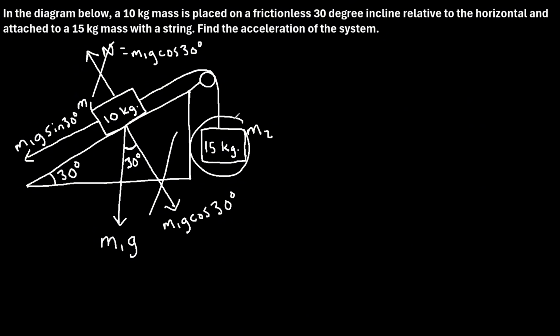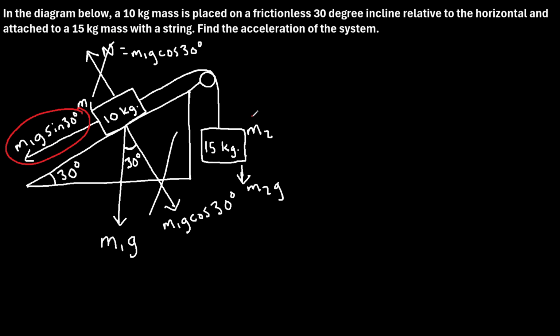Now for this second block right here, it will also have gravity acting on it. So the force of gravity is going to be M2 times g. So let's draw a little arrow. M2 times g. So ultimately, the only two forces that we have to worry about are this force right here and this force right here.